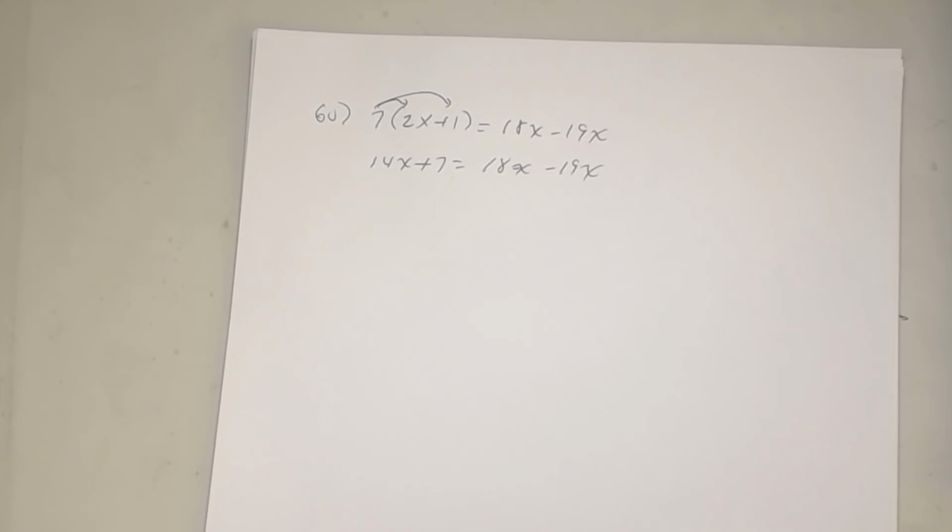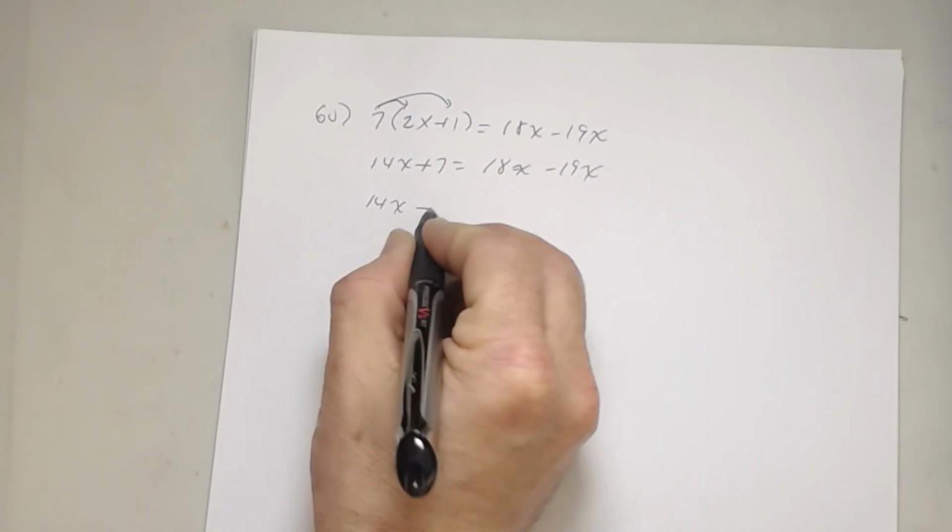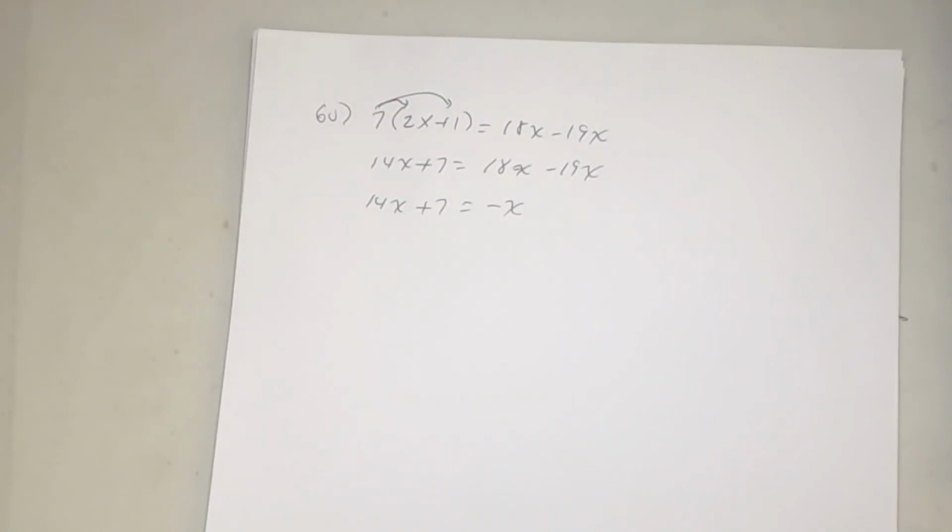All right, now once you do the distributive property, what's the next step? Combine like terms. Where are the like terms? On the right side. So what is 18x subtract 19x? Negative 1x, or negative x. Okay, so that's where I'm at.